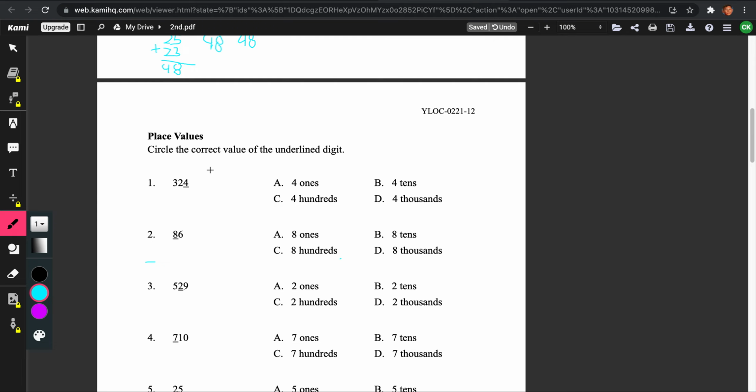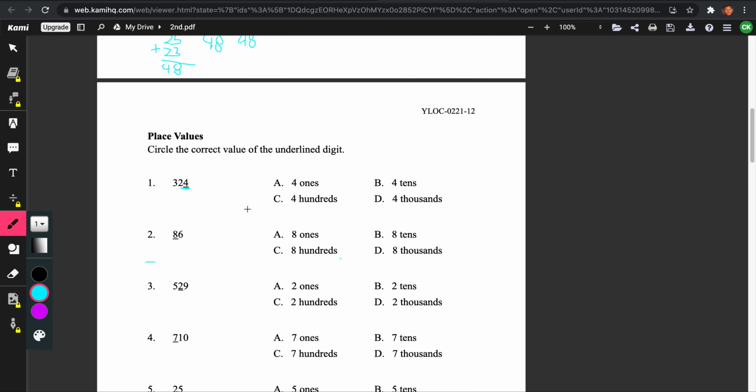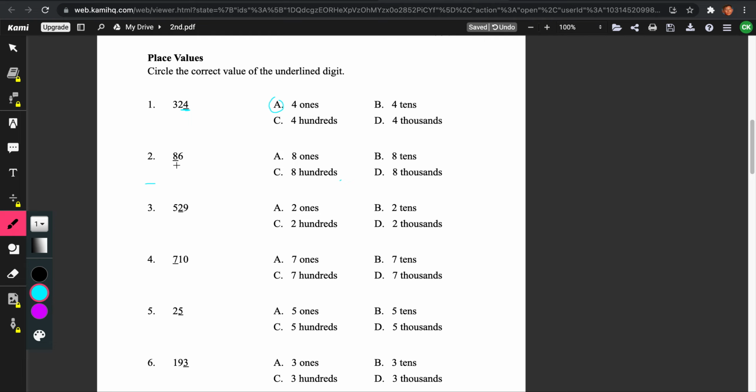So let's look. So for place values, we gotta figure out if the underlined is a ones, tens, or hundreds. So what we should always know is that the very end number is always the ones place. So this would be the 4 ones. But now if you look at this, in order for you to help this, this is what I would do. So you would draw a 0 and then a 1, and then you figure out, oh wait, this side is a tens place because it's above. This is the ones, but then this is the tens. So this would be 8 tens.